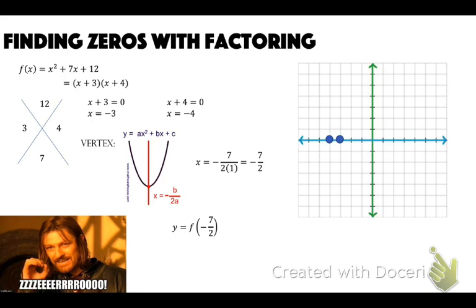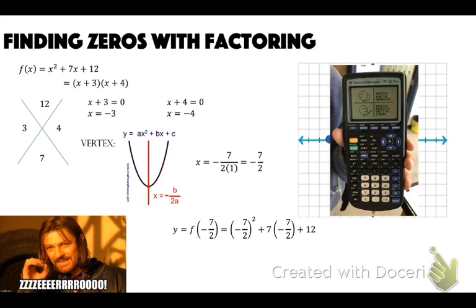And then to find the y value, if we want, we could do this as a decimal. This is negative 3.5. I think I might have said 2, but it's 3.5. And then to find the y value, I'm going to take the x value and plug it into the function. Okay, so I'm going to plug it into x squared plus 7x plus 12. So that's negative 7 halves squared plus 7 times negative 7 halves plus 12. And I just use a calculator.